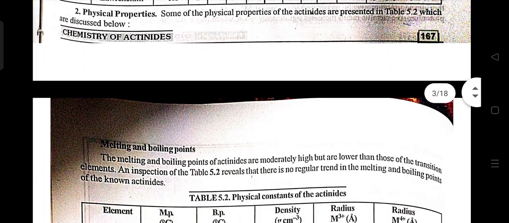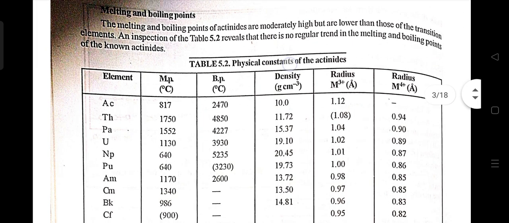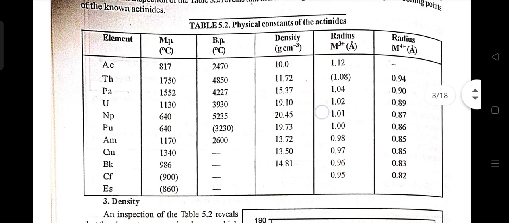Physical properties. Some of the physical properties of the actinides are presented in table 5.2, which are discussed below. Melting points and boiling points. The melting and boiling points of actinides are moderately high but are lower than those of transition elements. An inspection of table 5.2 reveals that there is no regular trend in the melting and boiling points of the actinides.